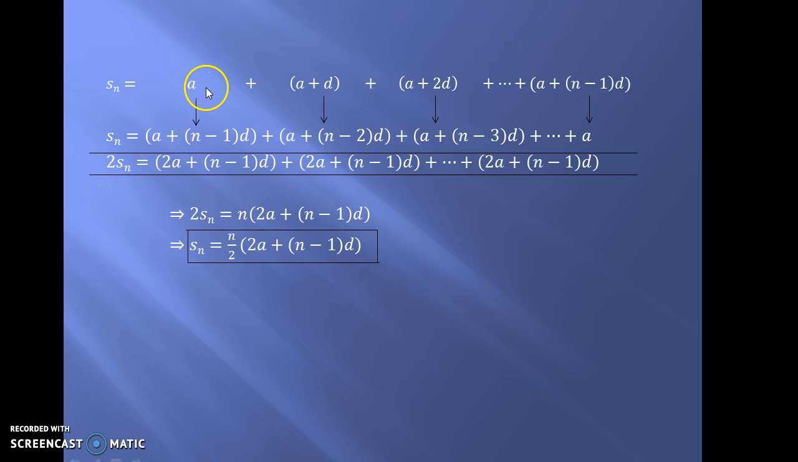In the right hand side, sum of each term is 2a plus n minus 1 into d. And there are n such terms. Therefore, the sum is n times 2a plus n minus 1 into d. Therefore, Sn is equal to n by 2 into 2a plus n minus 1 into d. This is the sum of n terms of arithmetic series.